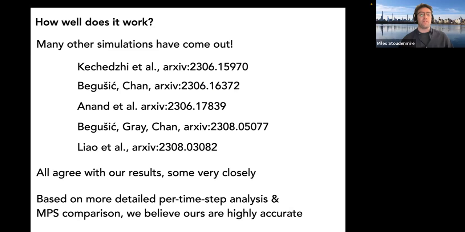So as I mentioned, there's been a lot of activity in the meantime. All of these papers have come out, some within days of ours and others just in the last week or so. And the good news is they all agree more or less with our results, some extremely closely. And we're going to publish some more detailed time step analysis, showing that we believe ours are actually extremely accurate. And that's in agreement with some of the more accurate results to have come out from the classical community as well. So all of these papers are classical calculations. And interestingly, some of them use quite different methods from ours too. Like some of them use ideas having to do with Clifford circuits, something like that.